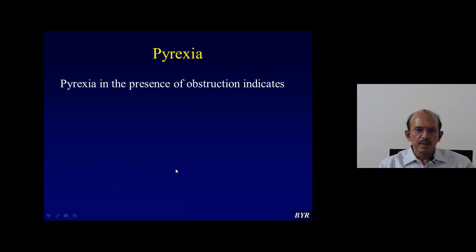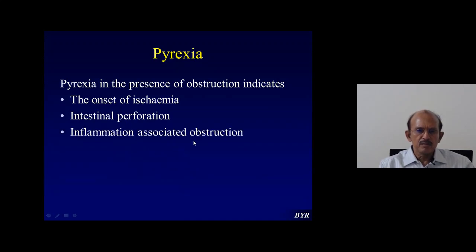Pyrexia in the presence of obstruction indicates the onset of ischemia, intestinal perforation, or inflammation associated obstruction. That means some inflammation like pelvic abscess with adhesions is the cause of the obstruction.